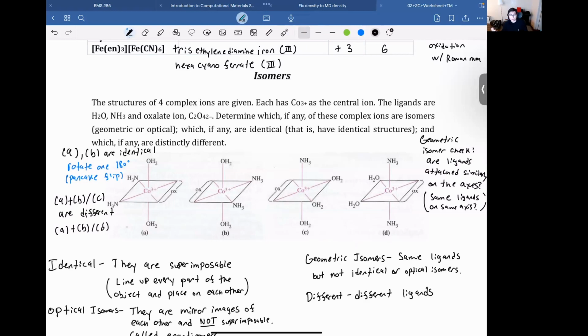There is no way that you can rotate A or B to look like D. And it's because of the way they're oriented on these axes. You're never going to get the two waters to be side by side, right? They're always on the same axis opposite from each other. And indeed, the amines are always going to be on the same axis on opposite sides of each other. There's no way you can do it. So that is an easy way to check for geometric isomers. So we have A and D are geometric isomers. And then the last one is comparing D to C. We know that D and C are different.